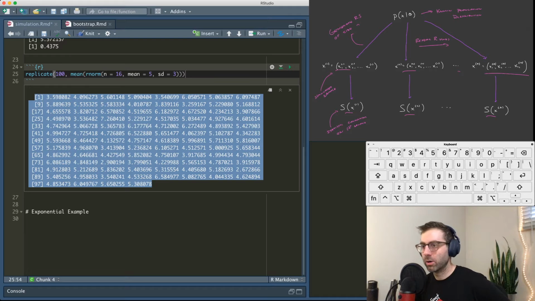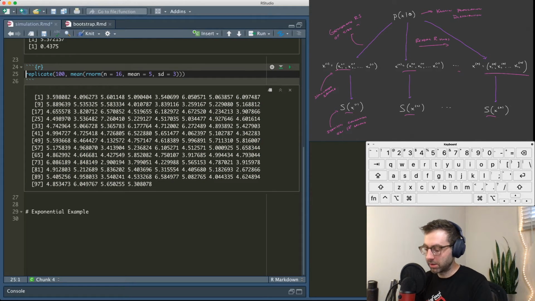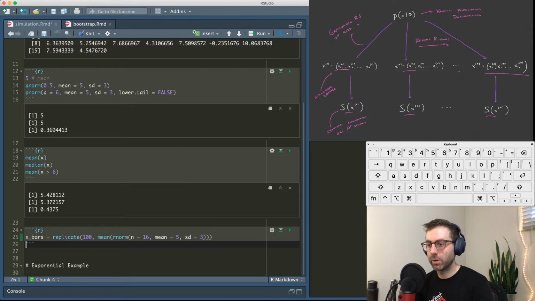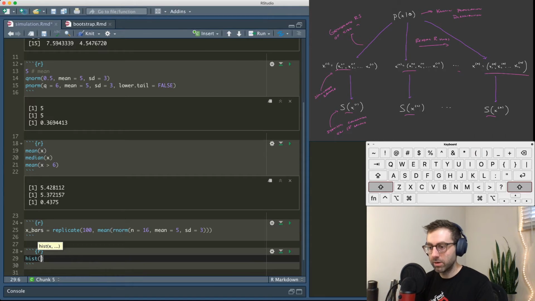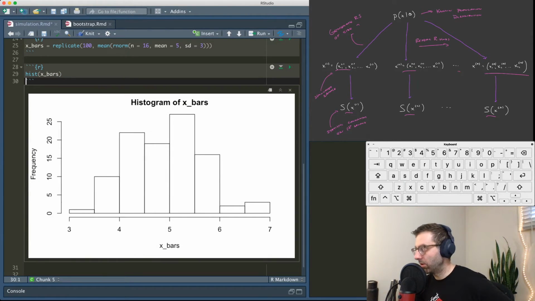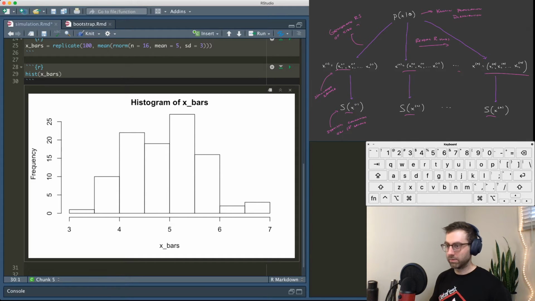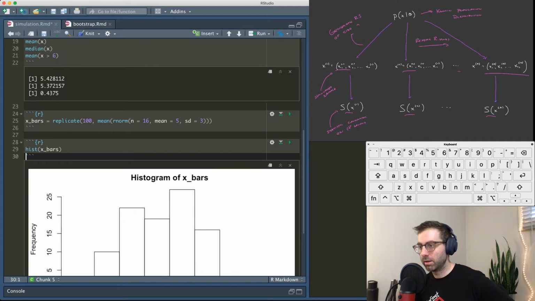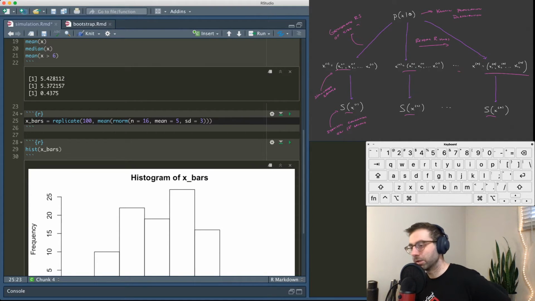Okay. So I want to store that. We'll call these x bars. Okay. So now we can say, well, let's look at a histogram of those things. So this in and of itself is an estimate of the distribution of x bar. But I want to do a lot more observations here.